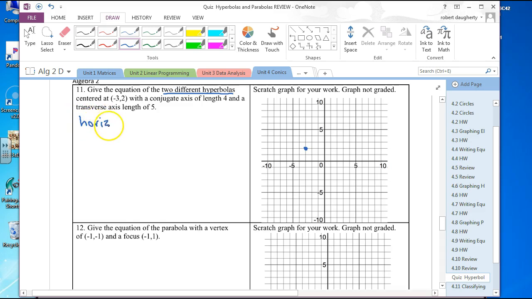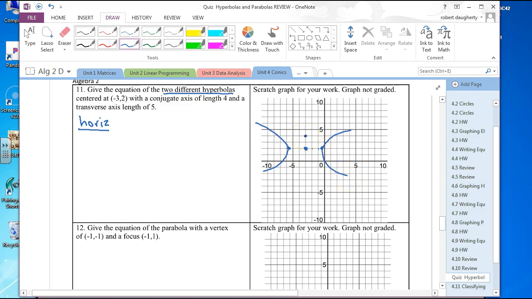Okay. So if I do a horizontal, that means that the horizontal is my transverse. So transverse of length 5, 1, 2, 2.5. So right here, 1, 2.5. Okay, so that's what the horizontal is going to look like. And then if you go up 2, you got this.